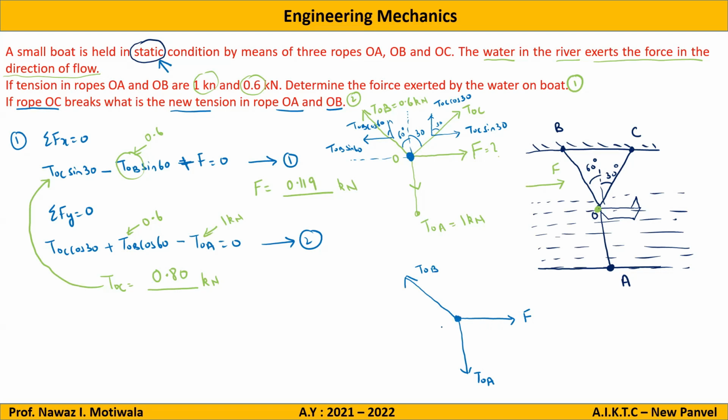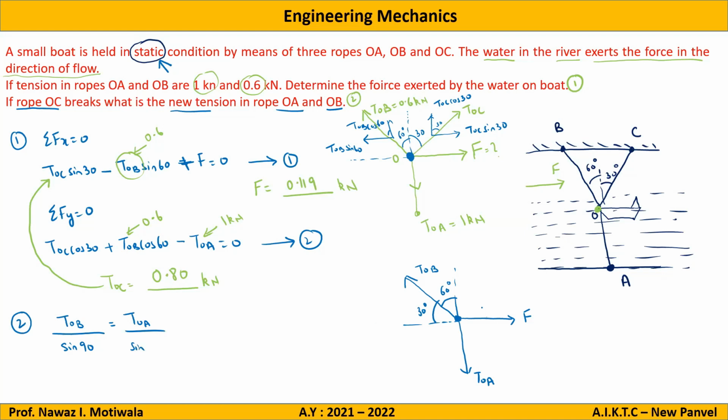अब Lami's theorem. Now in the second case I can apply Lami's theorem. So for Lami's theorem I need some angle. तो क्वेश्चन में हमको दिया है that this angle is 60 डिग्री. तो अगर ये 60 है तो ये कितना हो जाएगा, 30. 30. Correct. So now just apply Lami's theorem. So I will get what? TOB divided by sine of 90 is equal to TOA divided by sine of how much?